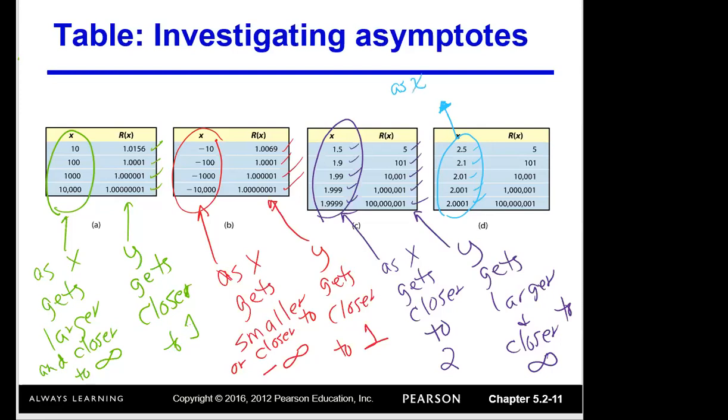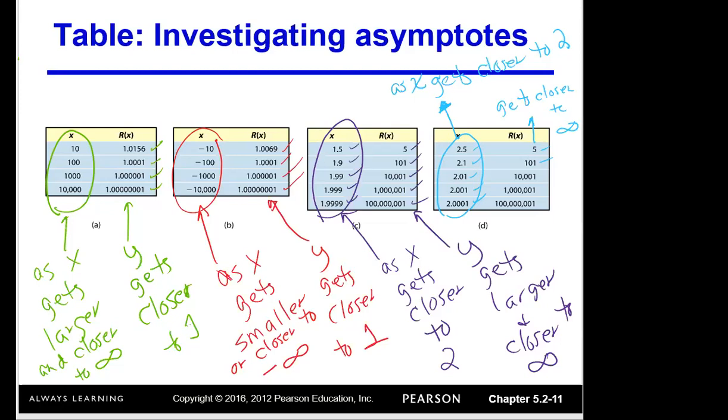Let's see. As x gets closer to 2, then my y's go from 5 to 101. They're actually getting larger and larger and closer to infinity. That's just like looking at the numbers and saying, what's happening here? I can see what's happening.